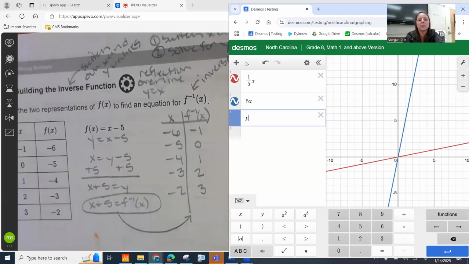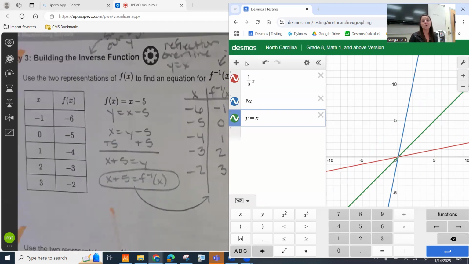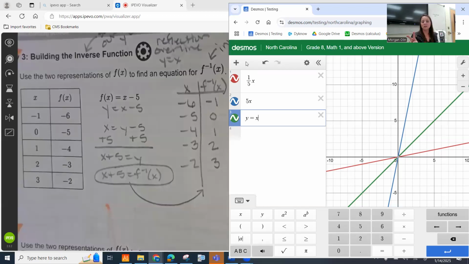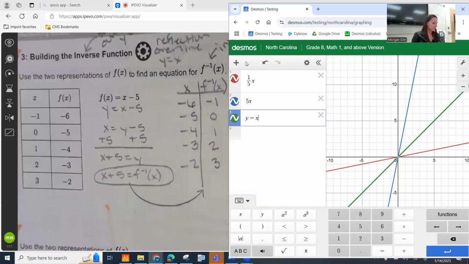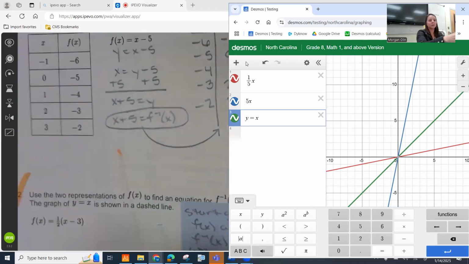All right, now let's put in the line y equals x. Does that look like they flipped over that line? All right, that's actually how you know that you have the inverse. Okay, if you graph both equations and it reflects over that line y equals x, you know you have an inverse. All right, so let's move on to number 2 of activity 3.